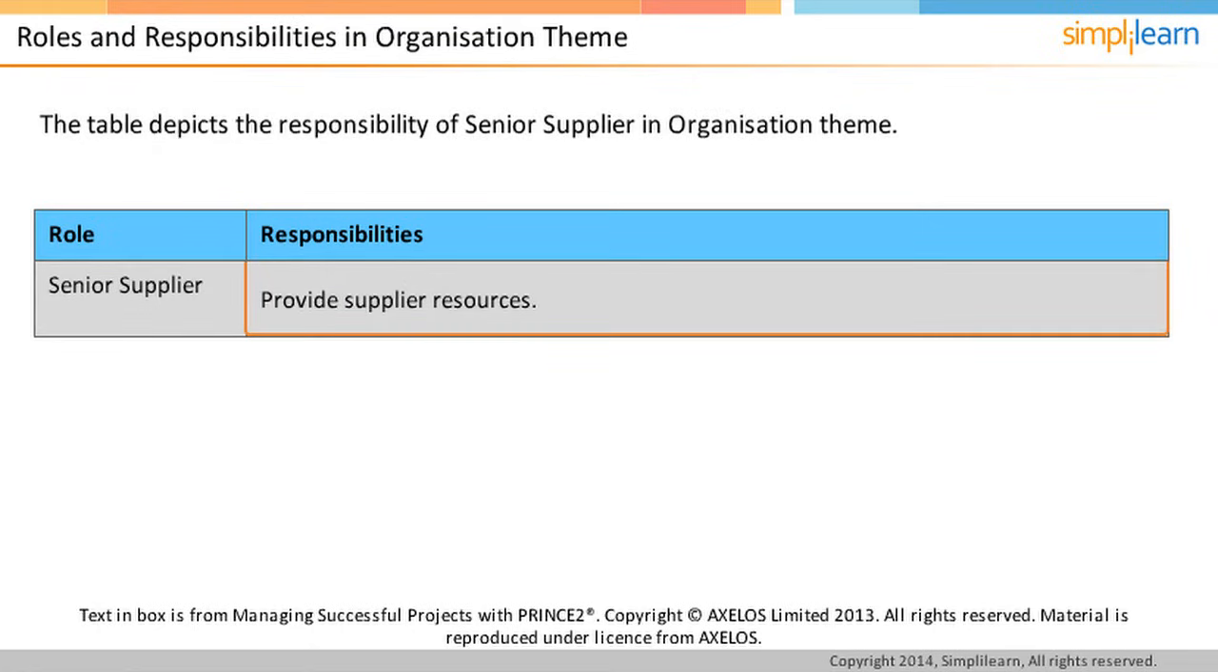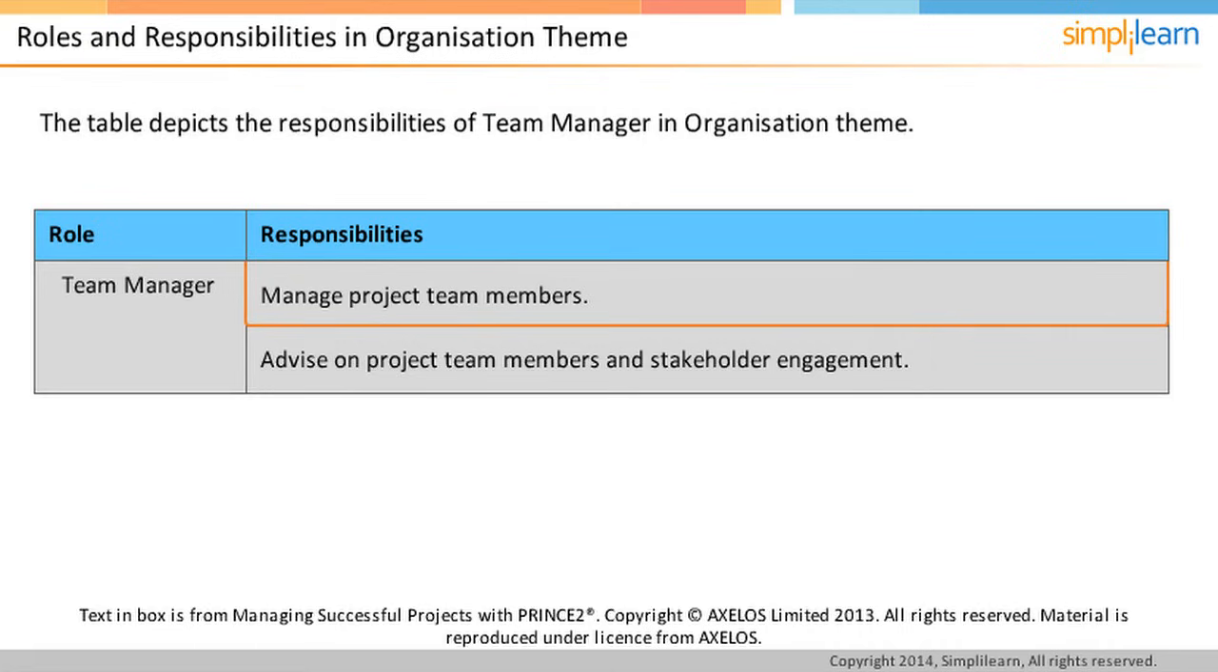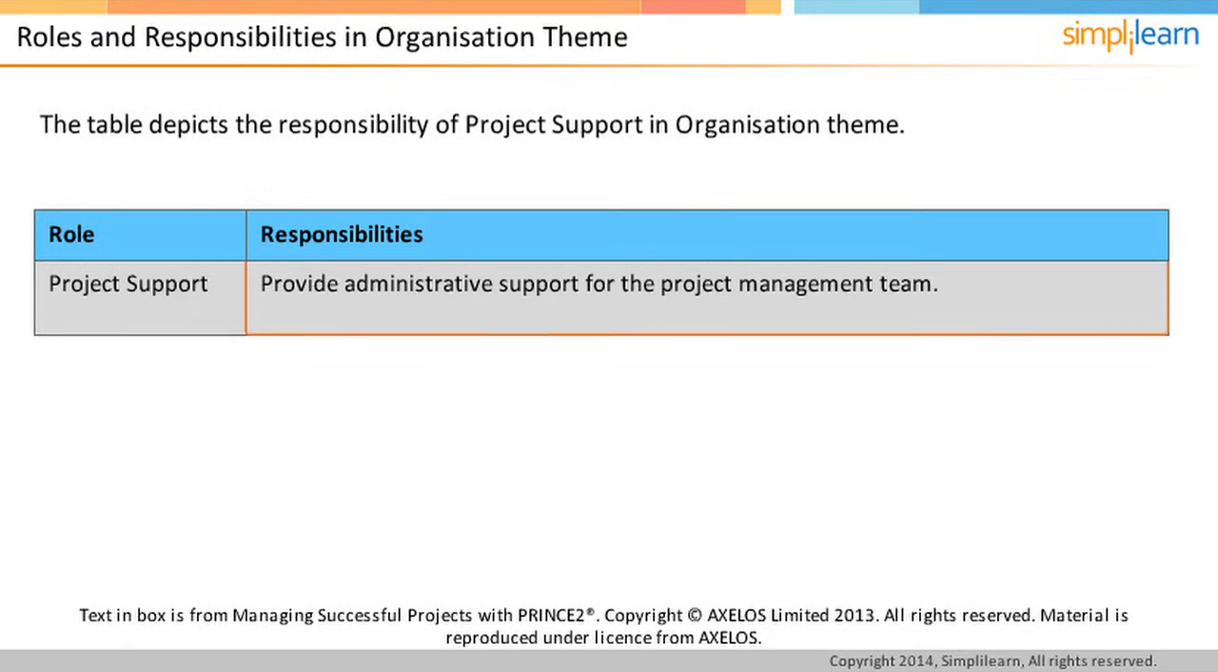The project manager prepares the communication management strategy and reviews and updates the communication management strategy. The project manager also designs, reviews, and updates the project management team structure and prepares the role description for the project team. Project manager is responsible for day-to-day management of the project. The team manager manages the project team members and advises on project team members and stakeholder engagement. The project assurance advises on selection of project team members and stakeholder engagement. The project assurance ensures that the communication management strategy is appropriate for the project and the planned communication activities actually take place. Project support provides administrative support for the project management team. Let us move on to the quiz questions to check your understanding of the concepts covered in this lesson.